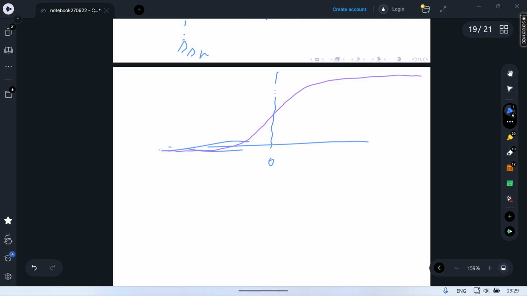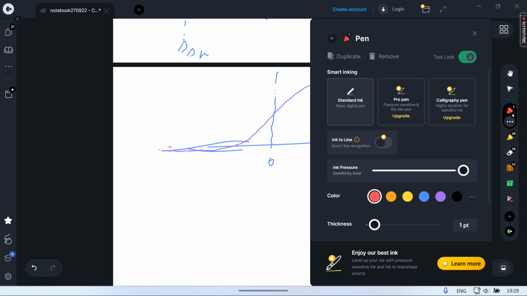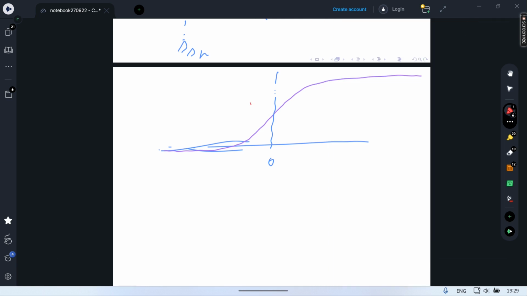Now what's the problem with this sigmoid activation function? The problem was the vanishing and exploding gradient. We know that within this range the sigmoid has significantly non-zero gradient, and out of this range it has zero or close to zero gradient. For example, if x takes some value here, then the gradient is 0. As a result, the gradient vanishes and the parameter does not get updated.